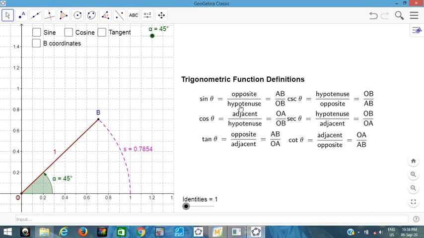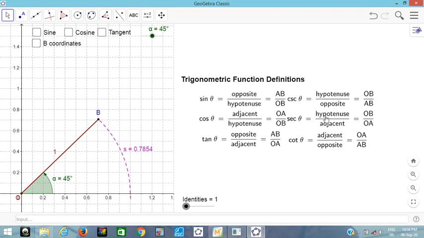Opposite over hypotenuse. Then for cos theta, it is adjacent over hypotenuse. You can see it. Then tan theta is opposite over adjacent. Then for cosec, cosec is now the reverse, which is hypotenuse over opposite. That is 1 over sine, sorry. 1 over sine is the same thing as cosec. So take note of that.